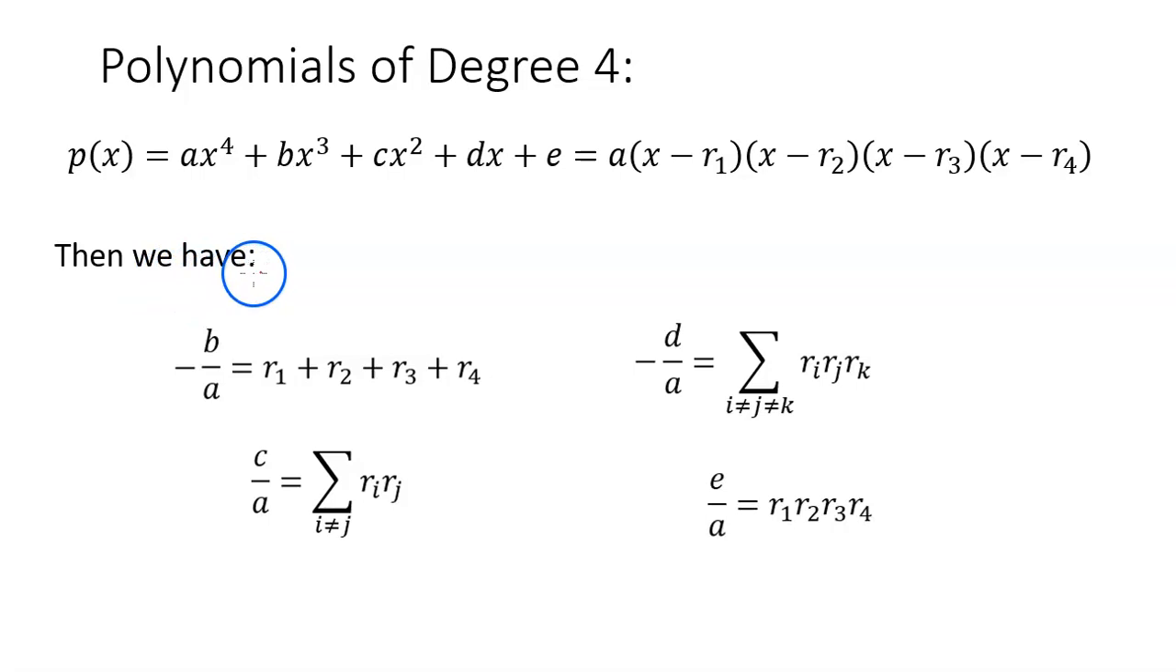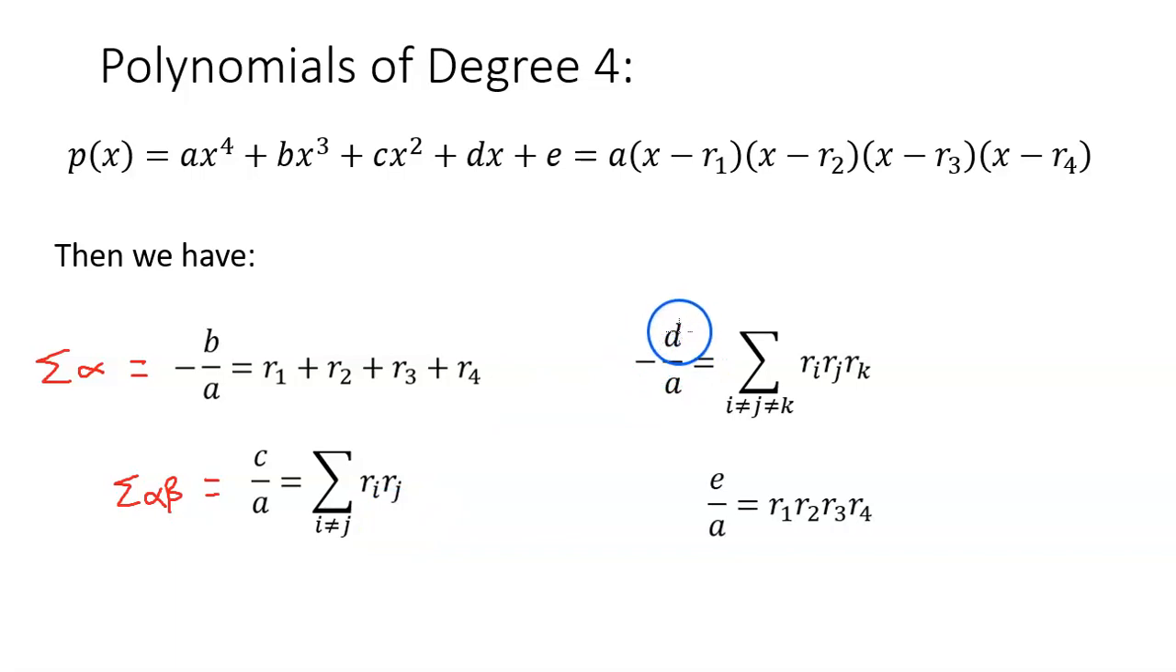And then, by Vieta's formulae, we have that the sum of all the roots is equal to negative b divided by a. And in our notation, we can write it like this, the sum of alpha. So the sum of all the roots is negative b divided by a. And then the sum of all pairs of different roots multiplied together is equal to positive c divided by a. And we write that as sum of alpha beta.